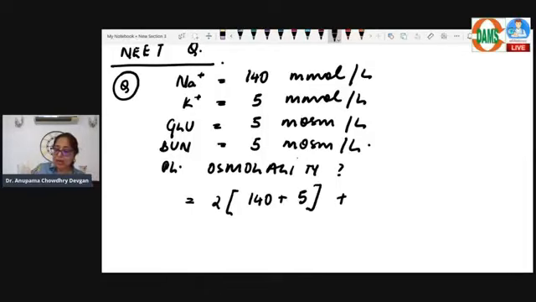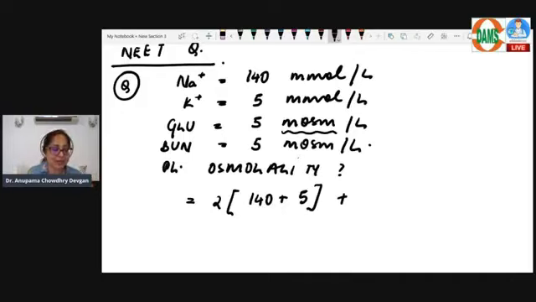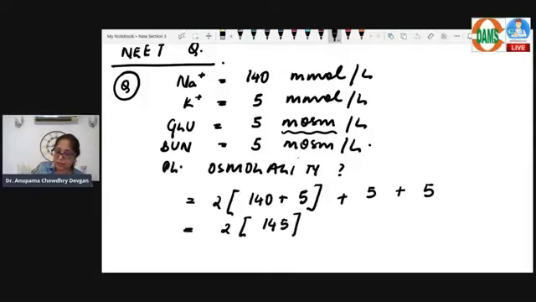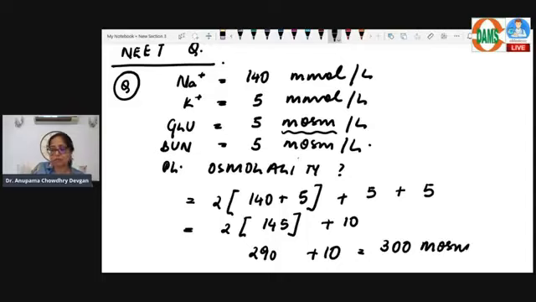Now, in this case, there is no need to multiply by the correction factor of 0.055 because glucose is already given in milliosmoles. So there is no need to multiply by the correction factor. So it will be plus 5 plus 5. So this is 2 into 145, which is 290, plus 10, which is 300 milliosmoles per liter. This is an important point which I forgot to mention last time, how to calculate the plasma osmolality.